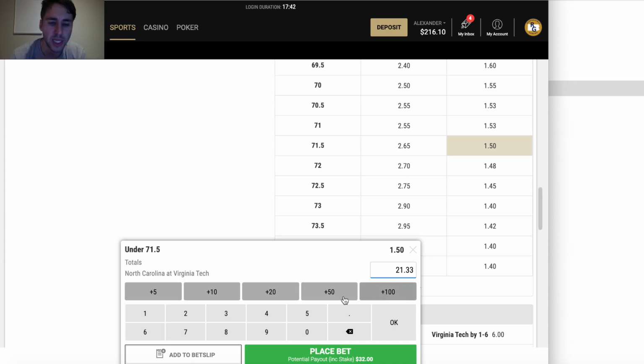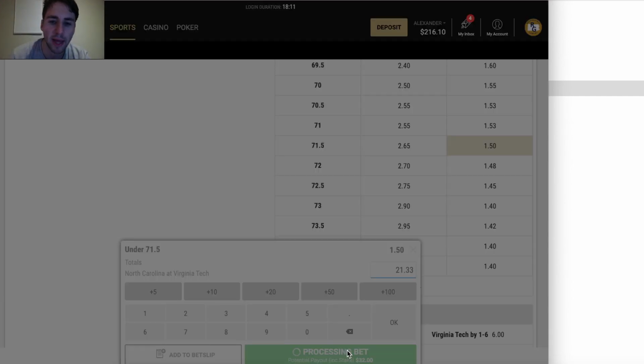So we'll go to BetMGM. You can see I have it pulled up, under 71.5 points in the Tech North Carolina game, $21.33. Okay. You can see that this is minus 200 odds, 1.5. This is in decimal odds. 1.5 in decimal odds is equivalent to minus 200 if you pull up a conversion calculator. So we'll place that bet.